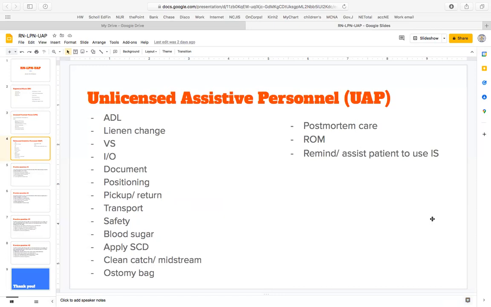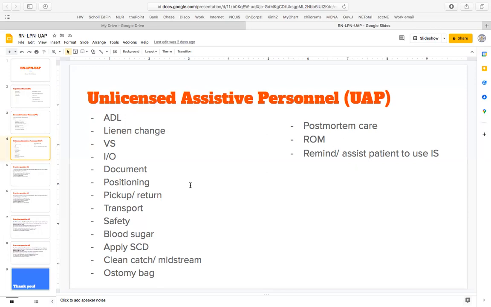They can only report. UAP can do linen change, and I spelled that wrong. They can do vital signs. They can do input and output, and they can document vital signs, I's and O's, meal intake, drainage of wound vac. Don't confuse yourself. Don't overthink. Yes, they can do I's and O's. Wound vac is one of the outputs, right? They can see how much drainage it is. They can document the drainage. They can report to the nurse, right?